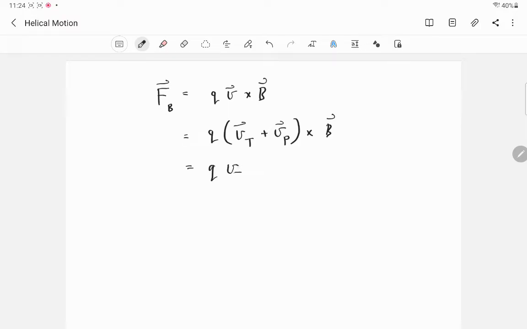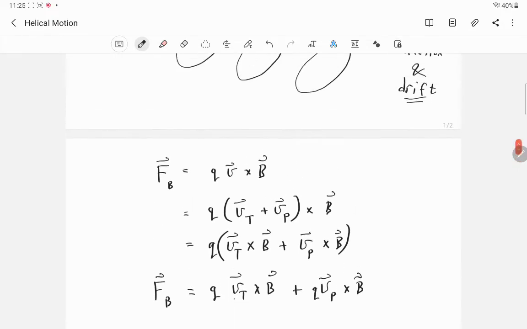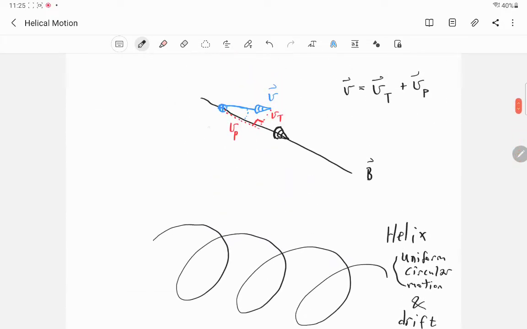So I'm going to write this as V transverse cross B plus V parallel cross B. Can you see that I kept the same order? The velocity vectors stayed on the left side of the cross product. The magnetic field stayed on the right side of the cross product. So this is two terms: V_t cross B, and, oops, I forgot the vector symbol, V parallel cross B, with a Q. So this is the magnetic force on our little particle, our little positive charge Q right there.